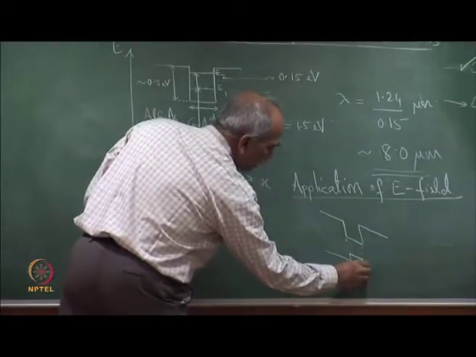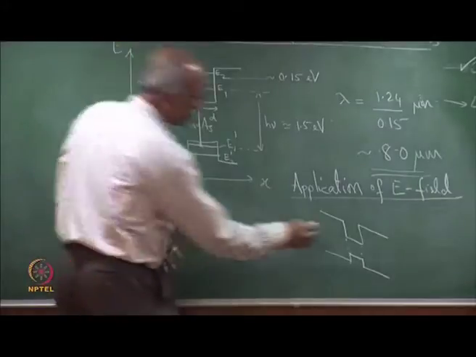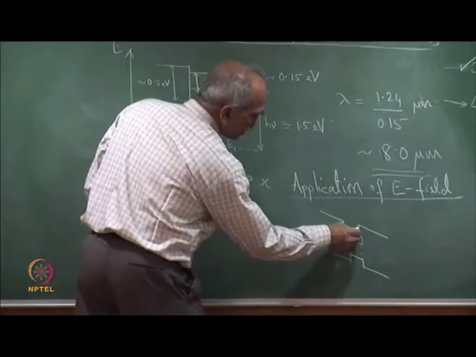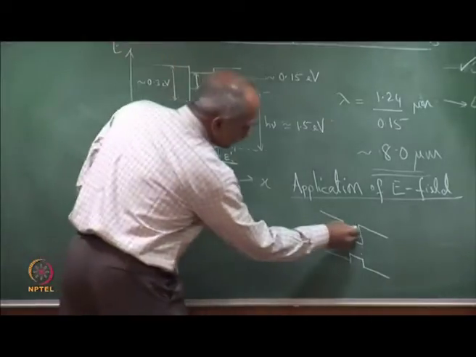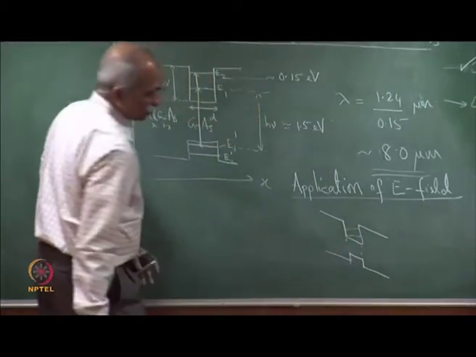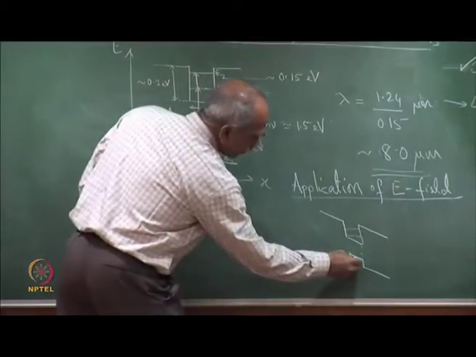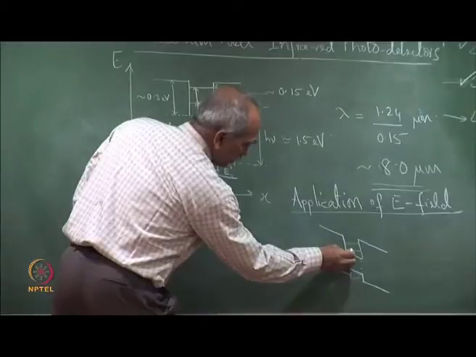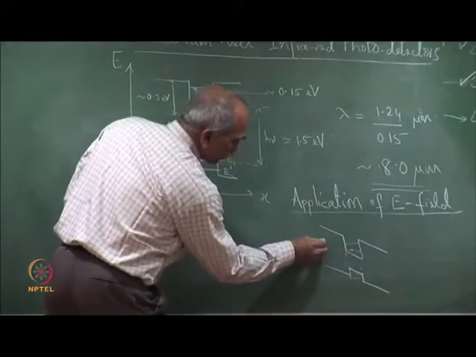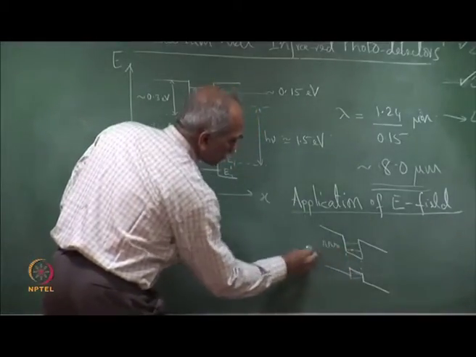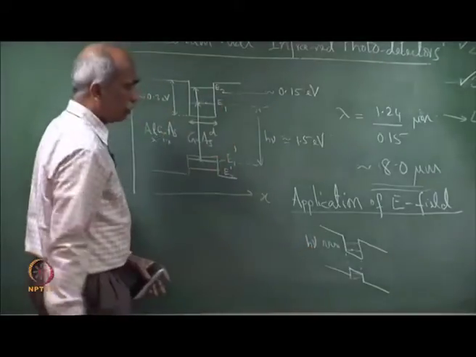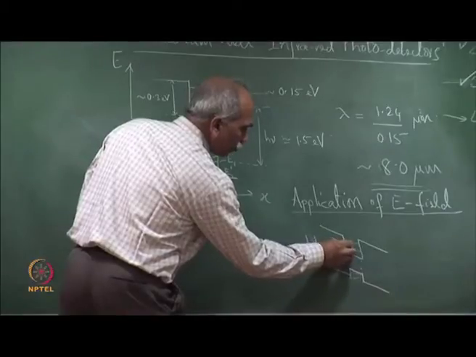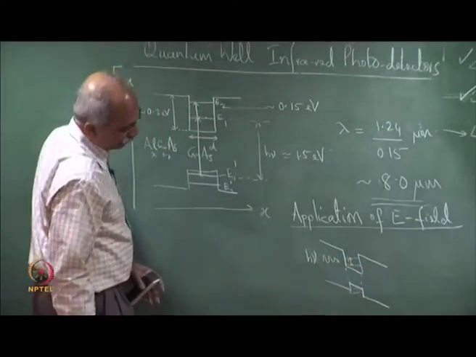Again, not to scale. Here is the first level and here is the second level, with the application of the electric field. So, an incident photon, h nu, leads to an intersubband transition, and an electron moves over to this level here.